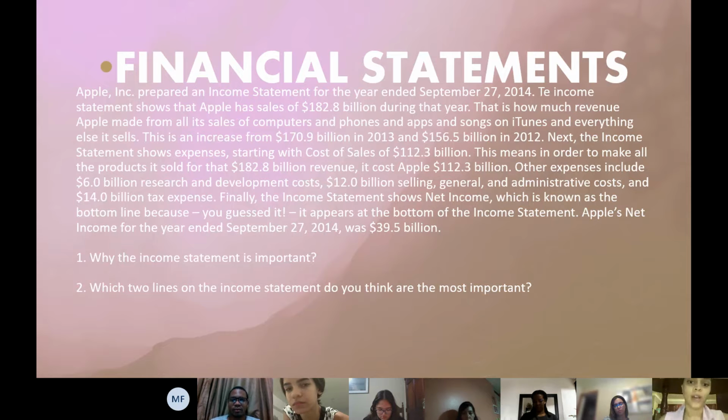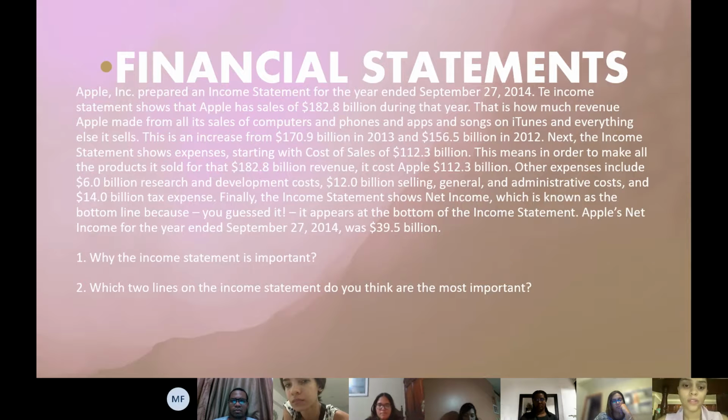In the first topic, we have the financial statement. Apple Inc. prepared an income statement for the year ended September 27, 2014. The income statement shows that Apple has sales of 182.8 billion during that year. That is how much revenue Apple made for all its sales of computers and phones and apps and everything else it sells.